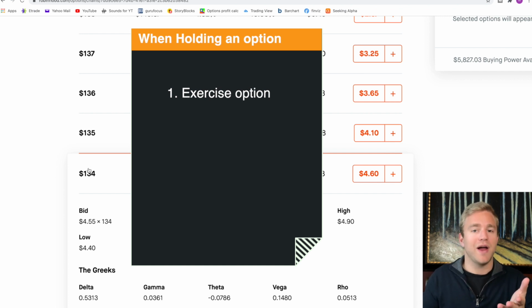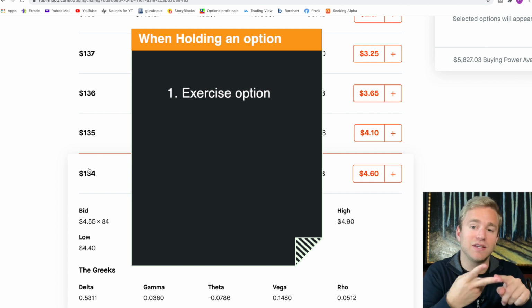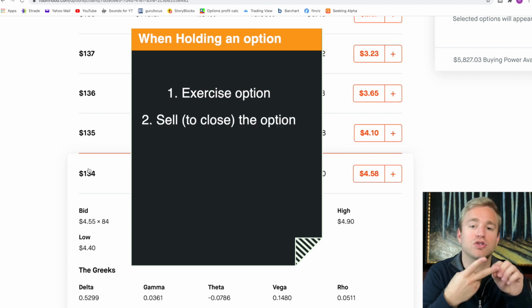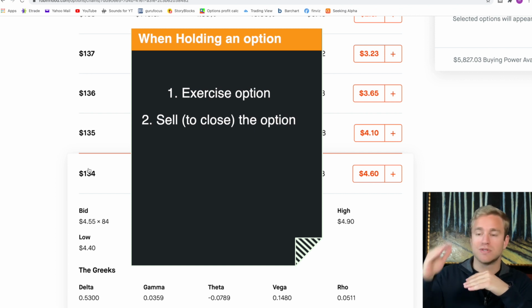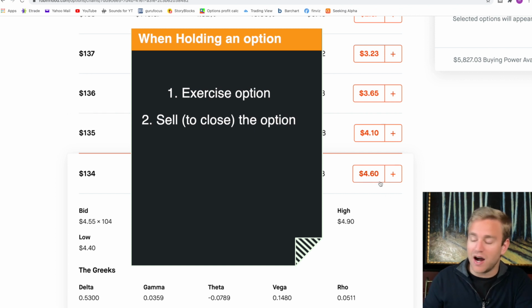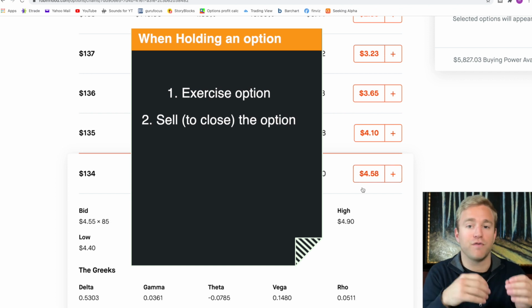Well, that's fine. You don't have to exercise an option. The second thing you can do is sell to close that position. As the price of Apple goes up, so will the price of this contract. So instead of exercising it, you can just sell that contract for a profit.